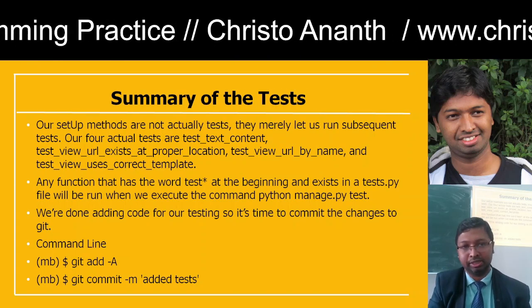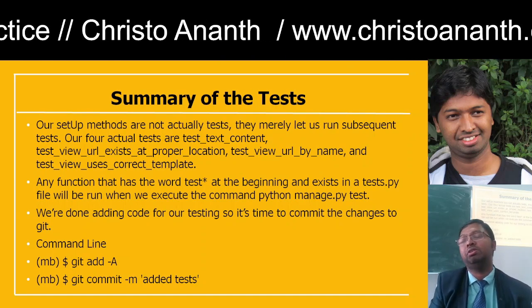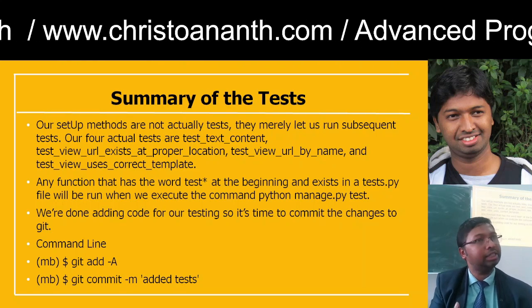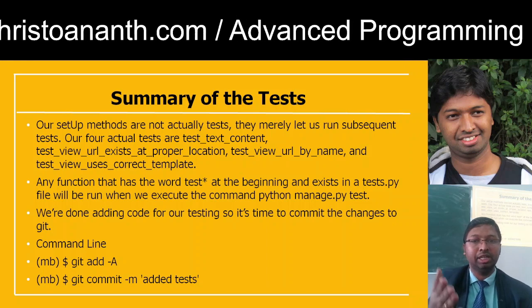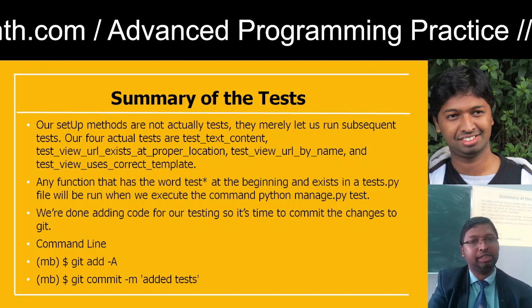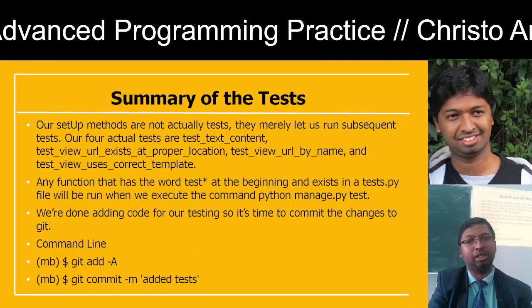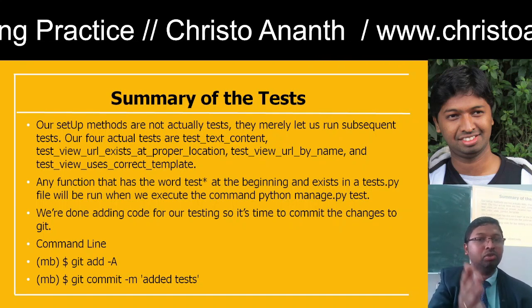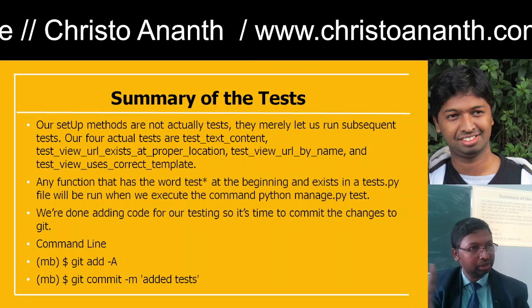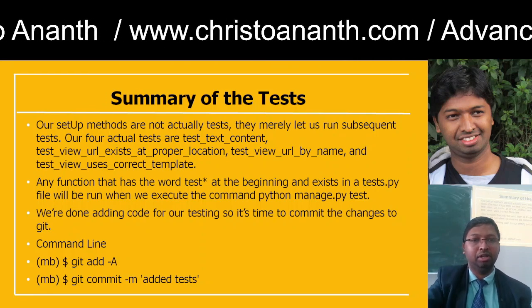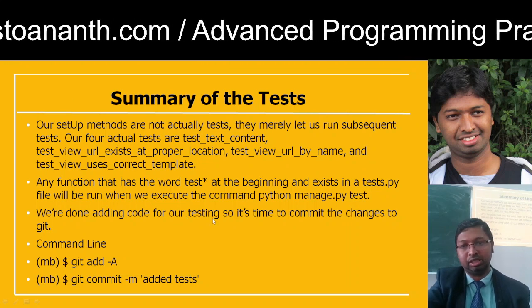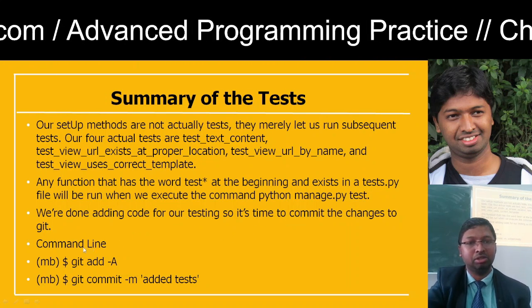Okay, so our setUp method is not only going to go for one test, but different tests also it is going to run. Okay, like test_text_content, test_view_url_exists_at_proper_location, test_view_url_by_name, and then test_view_uses_correct_template. Everything, four things it is going to run. Okay. So maybe after we are done, we can add the code for the testing. Okay. So you have to commit the changes to git.